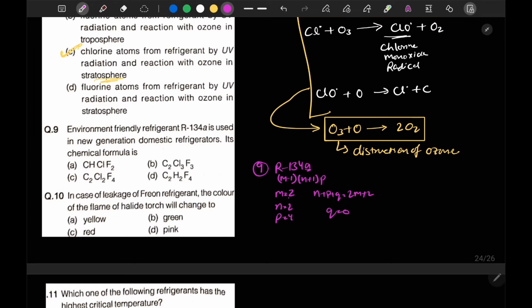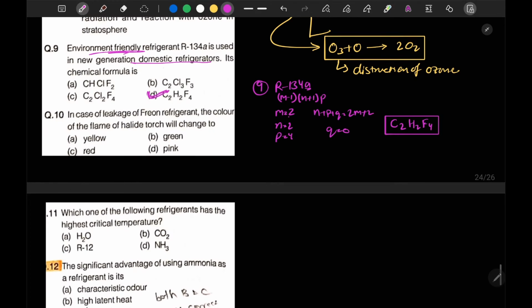Okay, so for R134 we write it as C2H2F4. There is no chlorine atom present in this. Hence R134 is known as our new generation domestic refrigerant and is a very eco-friendly refrigerant. C2H2F4.